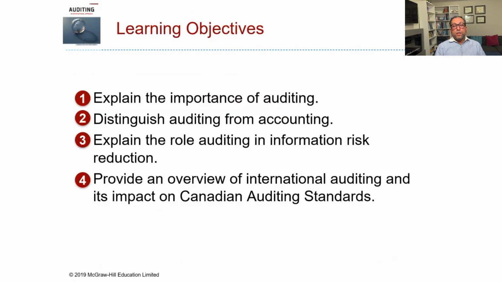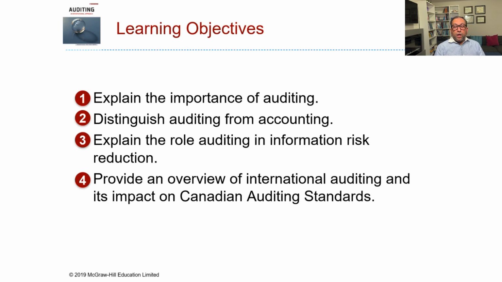If we go over the learning objectives of this chapter, first and foremost, what we're going to explain here is the importance of auditing. Why do we need auditing and what are the objectives of doing an audit? Then we distinguish between audit and accounting. There is a huge difference between auditing the financial accounts of a firm and accounting itself, because accounting is preparing, finalizing, and summarizing all the outcomes of the business.